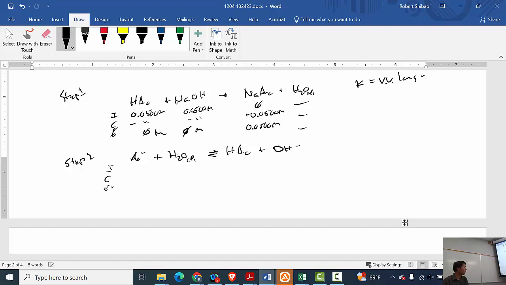Now take a look at the Kb for this. The Kb is not in the table, so we have to do Kw divided by Ka. What acid should we do the Ka for? Acetic. Acetic is such a common one that I have it memorized, but you don't have to. But it's 1.8 times 10 to the minus 5. And this is going to give us 5.55 times 10 to the minus 10 with Kb. So that's pretty weak.